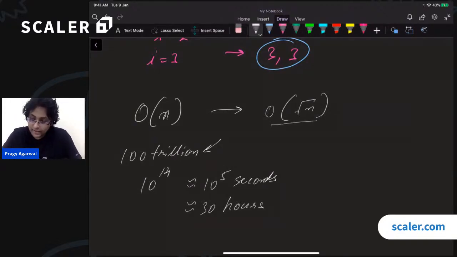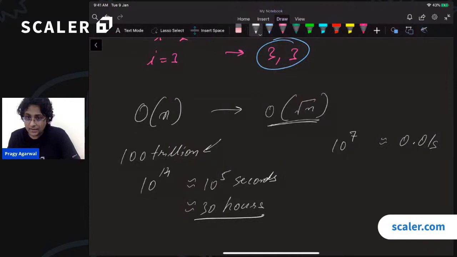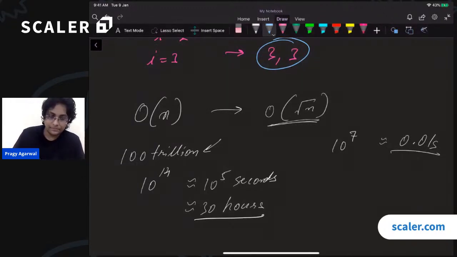Whereas with this particular algorithm, how much time will it take? It will take just 10 to the power 7 operations. So this is 10 to the power 7, square root of 10 to the power 14 is 10 to the power 7. So it will just take how much time? It will take 0.01 seconds. Right? That is amazing. We went from a program that took 30 hours to a program that ran in 1/100th of a second. All right? Cool. So this is how we would factorize a particular number.